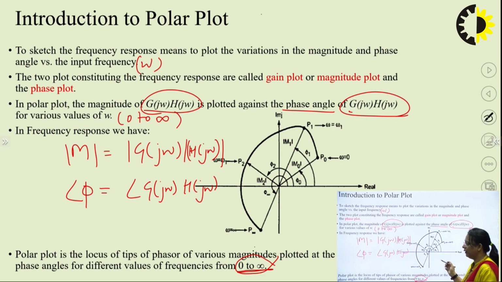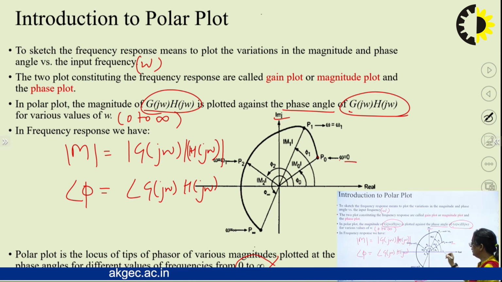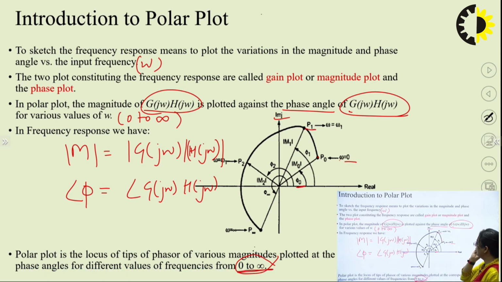Basically, we can define the polar plot as the locus of the tips of the phasors of various magnitudes which are plotted at different values of frequency, varying from 0 to infinity. In this example, I have taken the plot of the real part of G(j omega) H(j omega) against the imaginary part of G(j omega) H(j omega). Here P0 is the point with the magnitude at omega equals 0 with an angle phi 0. Another point I have plotted at omega equals omega 1 is P1, and the corresponding angle is phi 1. When omega equals omega 2, the angle is phi 2 and the point is P2. And at omega equals infinity, the magnitude is P infinity and the angle is phi infinity.